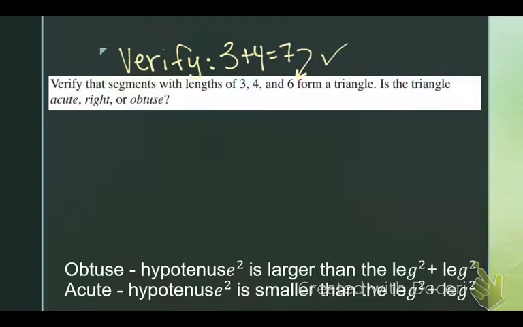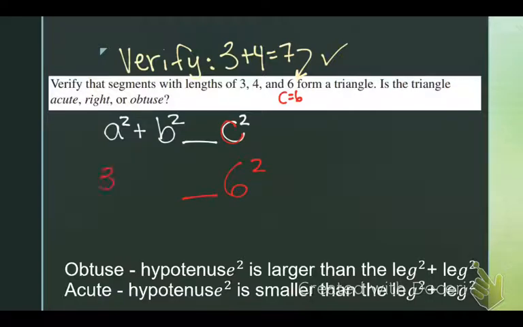So we're going to decide if it is acute, right, or obtuse. We're going to do that using the Pythagorean theorem. A squared plus b squared, and we're going to compare it to c squared. So the side that matters is c, which is the largest side. So which here is the largest side? 6. So 6 is c.